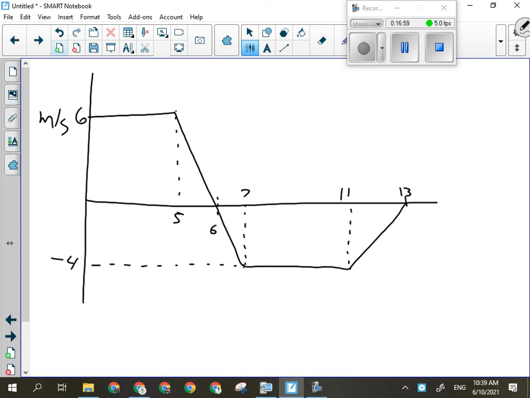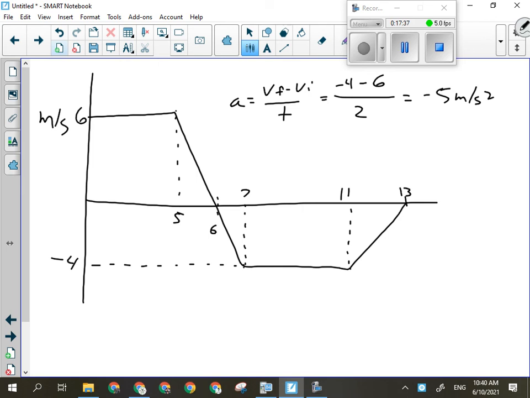All right, I could also ask you, what is the acceleration between 5 seconds and 7 seconds? That would require a calculation. That would require us to use this formula. My final velocity would be -4. My initial velocity would be 6. And that's going to take 2 seconds. So -5 meters per second squared would be my acceleration. Everybody all right with that one?